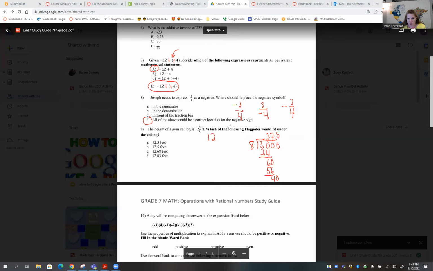So which of the following flagpoles would fit under the ceiling? Well, it has to be less than 12.375. This one's too big. This one's too big. This one's too big, but letter A is going to fit. So that is our answer.